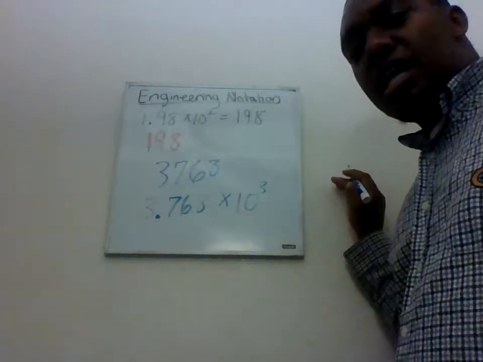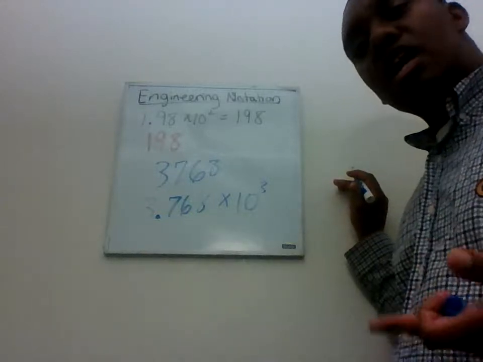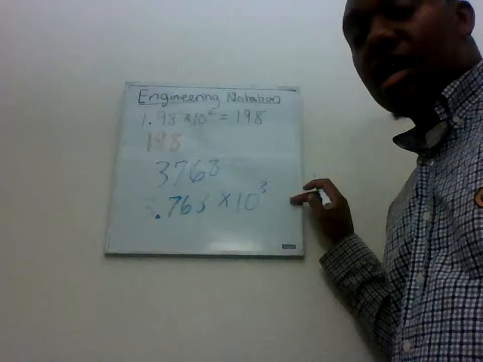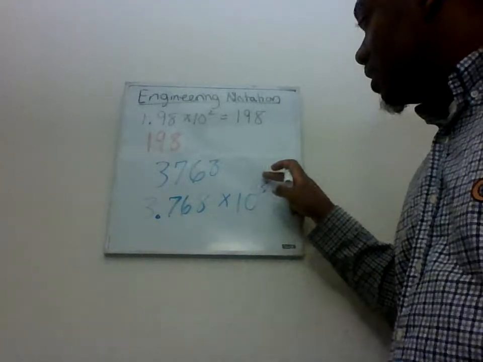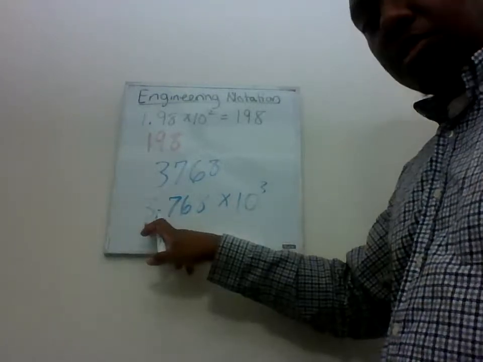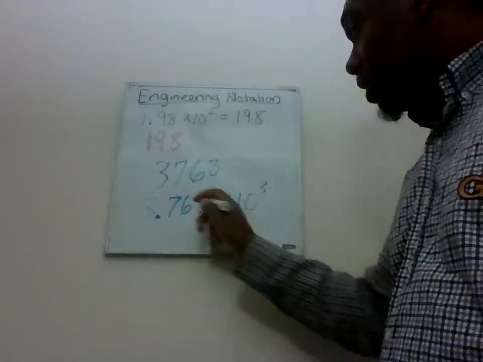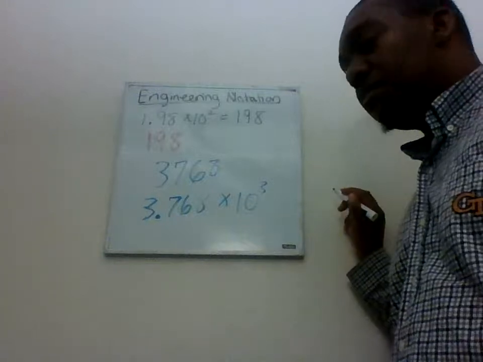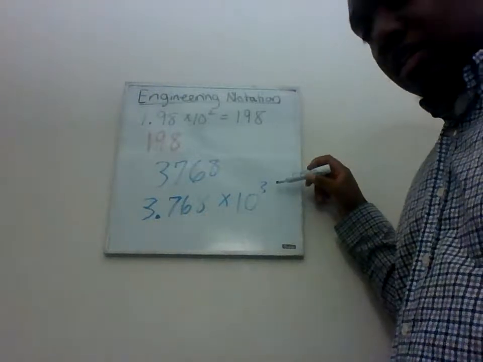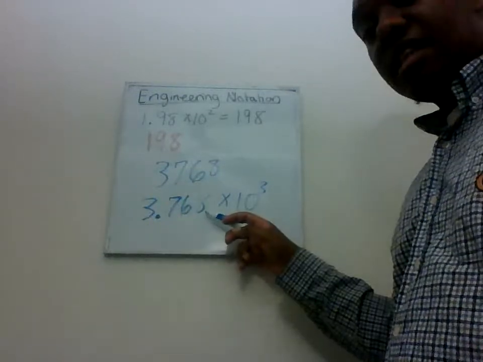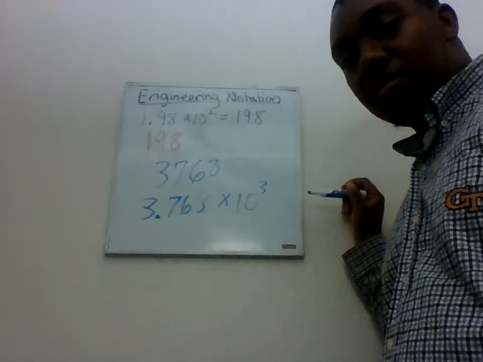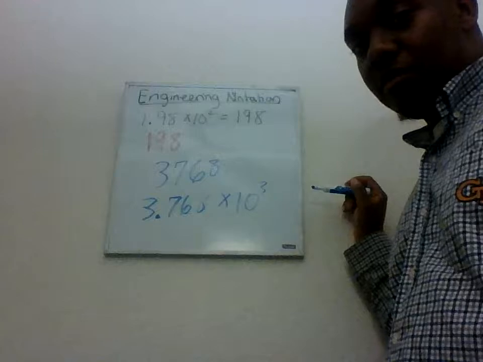But wait, that's the same as what we just did, isn't it? That's still scientific notation. Well, this is written in scientific and engineering notation. How do I know that? Because this is a scientific notation because this number is between 1 and 10. We got 3.768. And I know this is an engineering notation because this number is between 1 and 1,000. And this exponent is a multiple of 3 because it is 3.